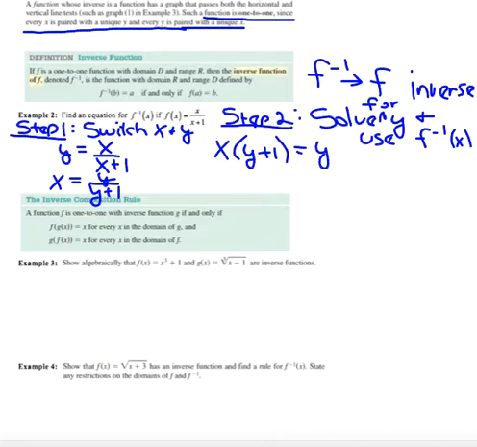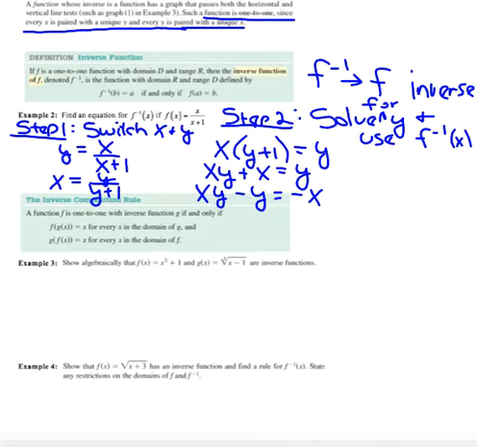I'm going to distribute my x through, so I have x times y plus x equals y, and the reason I'm doing that again is I have to get all the y's together to solve for y. So now I can move this plus x over, and I can bring the y over to the left side, so I can move the x to the right and the y to the left. So I have xy minus y equals negative x.